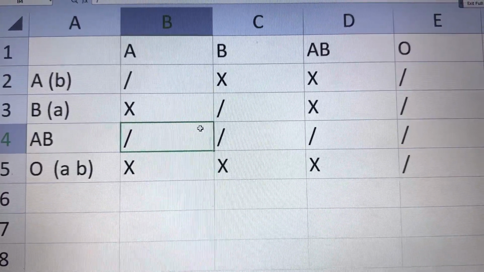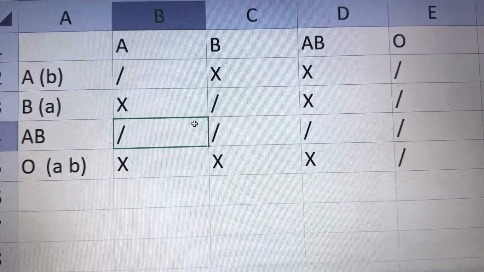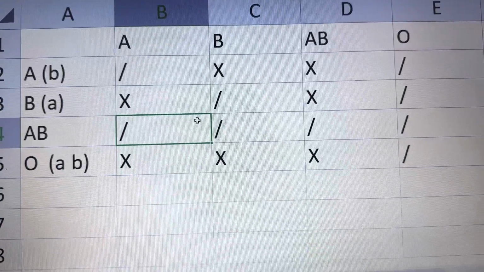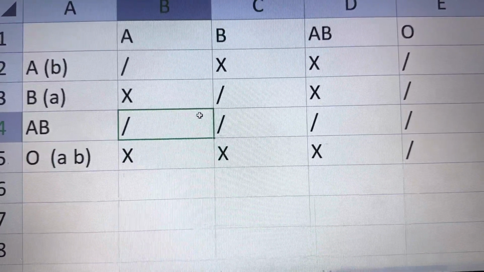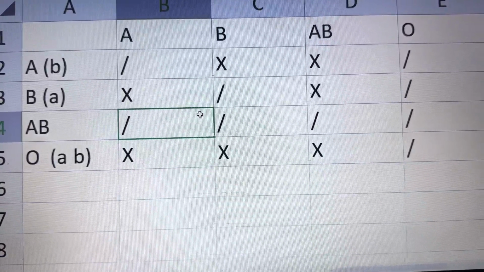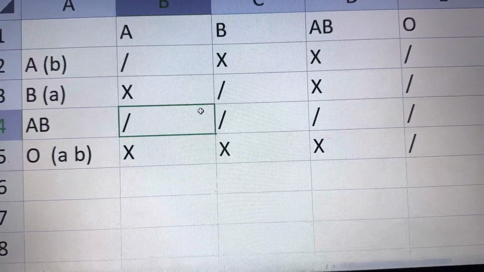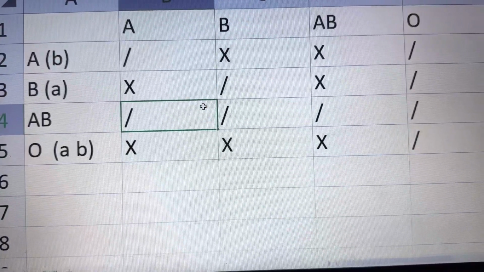Then let's take a recipient with blood group B and a donor with blood group B. Here we find that the donor with blood group B has B antigen, and the recipient with blood group B has A antibody. We find that the A antibody and the B antigen, they do not correspond. Hence, there will be a successful transfusion.